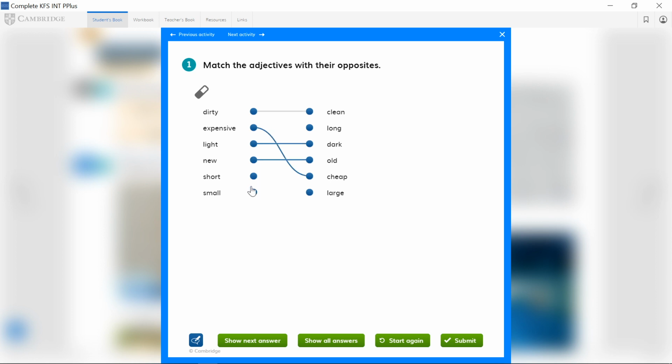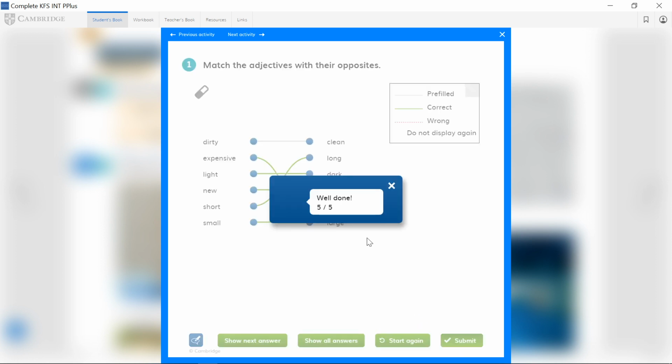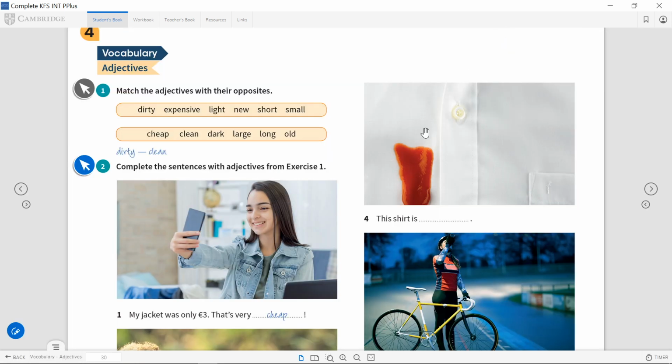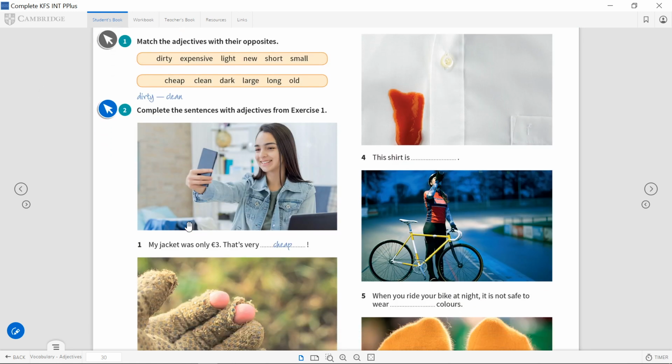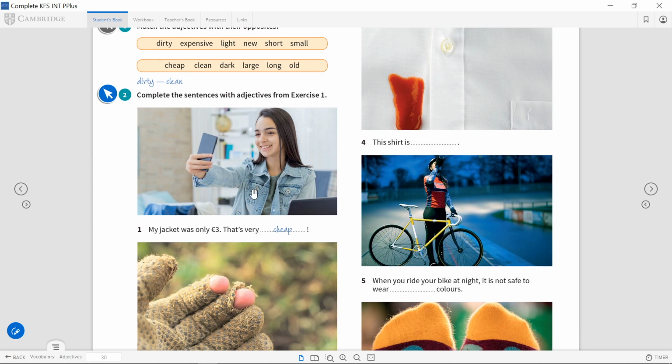excellent. What of short? Remember the ropes? Excellent. So when the rope is not short, it is long. Okay, long. Wow, nice design. And finally, small equals large. Let's see if we are correct. Excellent. 5 out of 5, and we are correct. Okay. Now, for exercise 2, we need to identify the adjectives in these images. Okay. So let's begin.